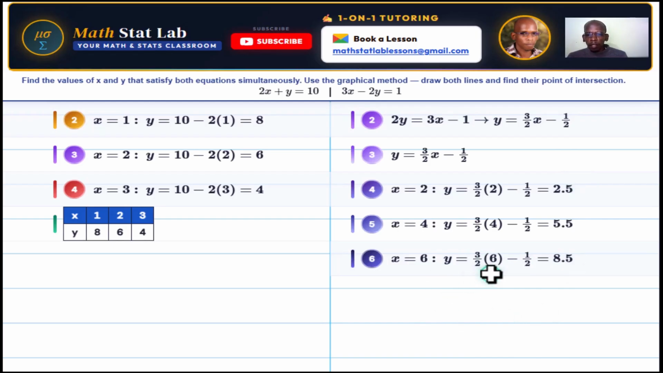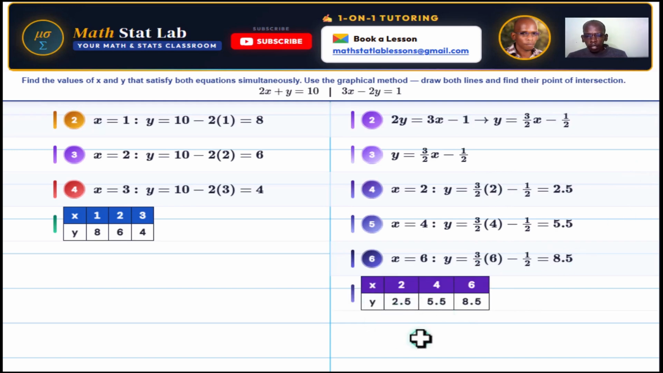And the reason why I was using even numbers here is that I just randomly guessed these values so that I would be able to divide them by 2 without any problems. That's why I adopted even numbers. So now we have the table here for equation 2.